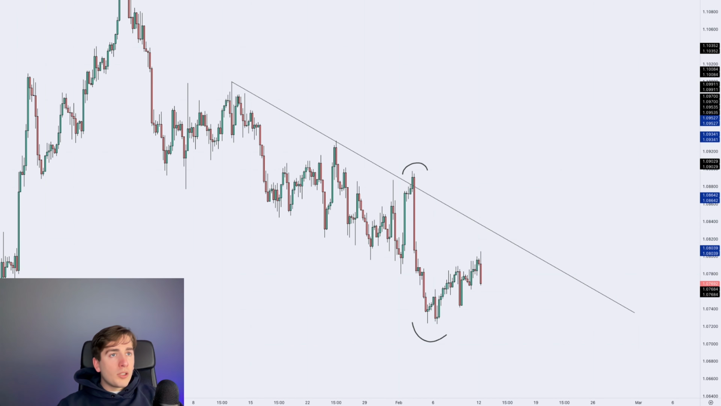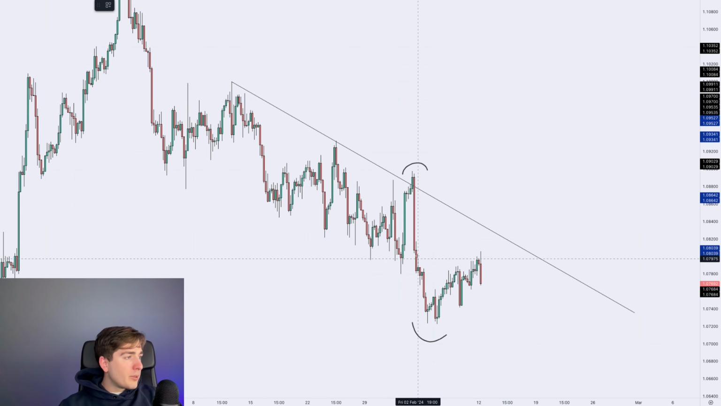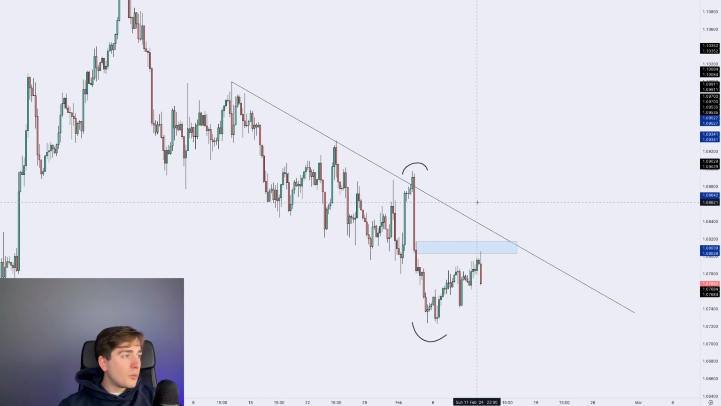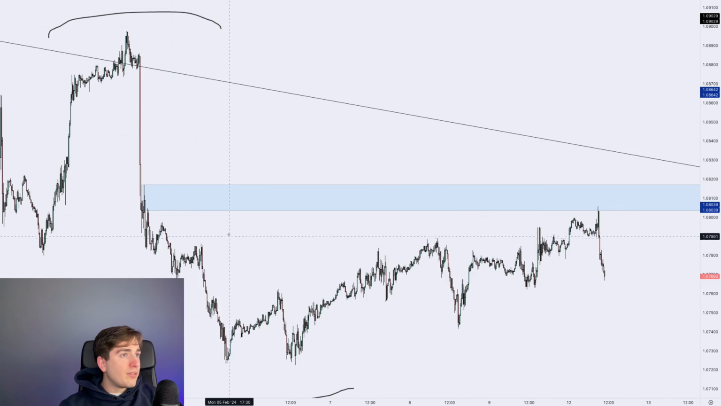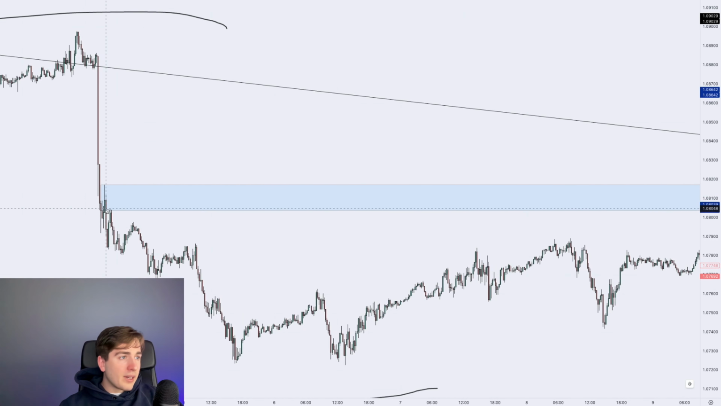So next of all, what you want to do is draw in your areas of supply and demand. So for this, I'm going to be drawing in this area of supply over here in between these two wicks, and these two wicks on the lower time frame, and specifically on the 15-minute time frame, will be a very clear buy before the sell over here.